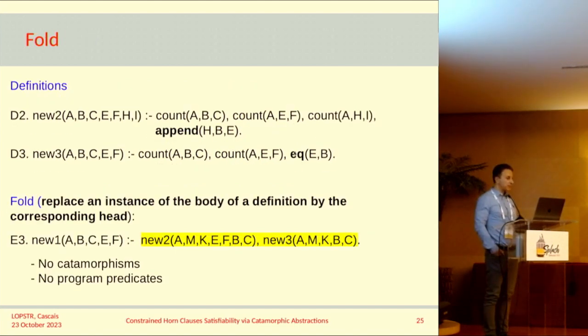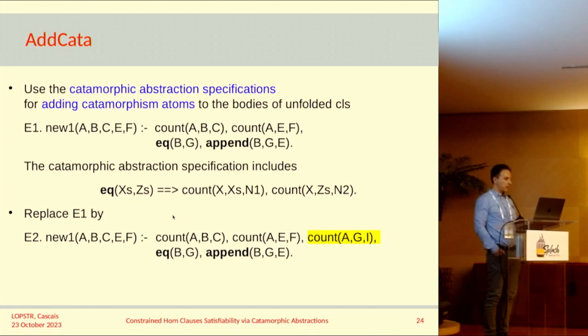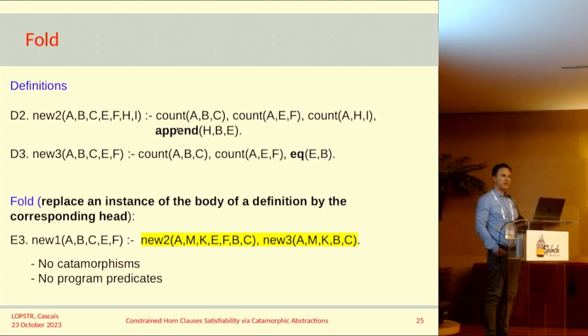Then, using the definitions, I fold, that is, I replace an instance of the body of the definition by the corresponding head. If we go back to this slide, we see that we had a clause with EQ and append. These are the definitions that have append and EQ in the body, and we replace EQ and append and the catamorphisms that are bound to the variables occurring in these atoms by the corresponding head, nu2 and nu3. Note that folding derives clauses where there are no catamorphisms and no program predicates, just new predicates, the predicates we introduced by definition.